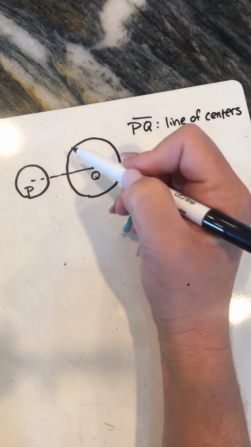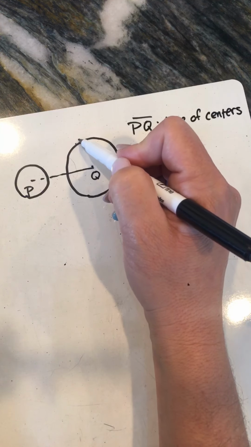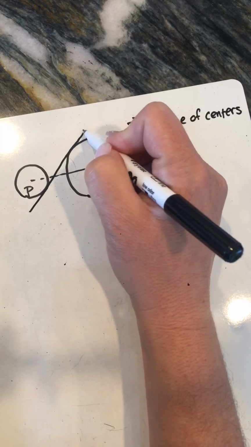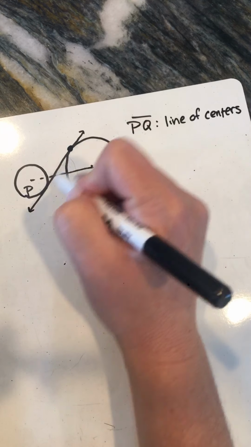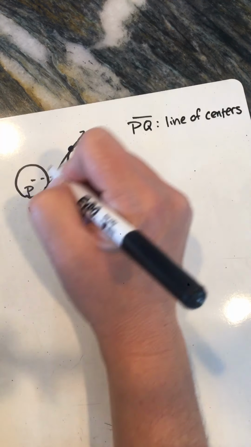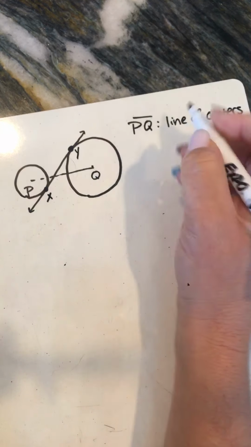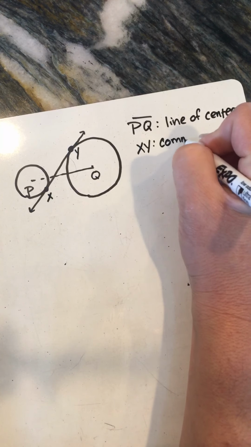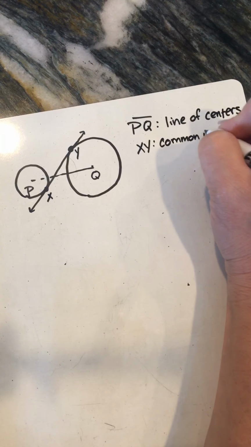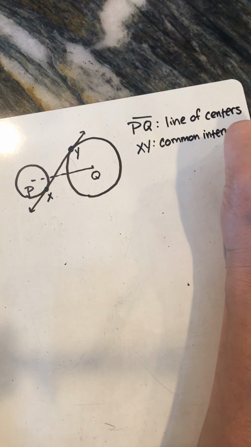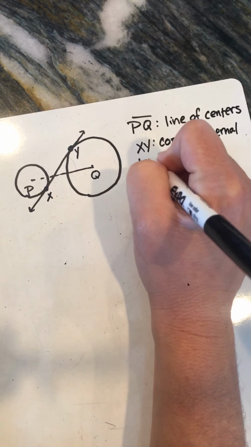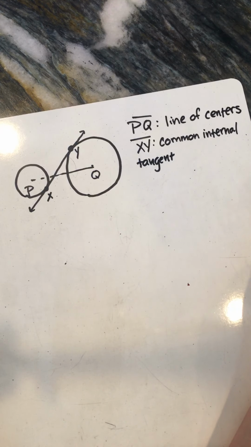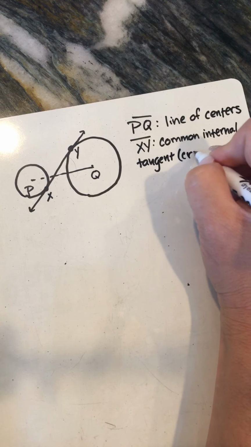All right, now we're going to draw a tangent line, but it's going to be tangent to both. So here's my tangent line, and we'll call this X and this Y. So the line XY is called the common internal tangent. It's the common internal tangent because it crosses the line of centers.